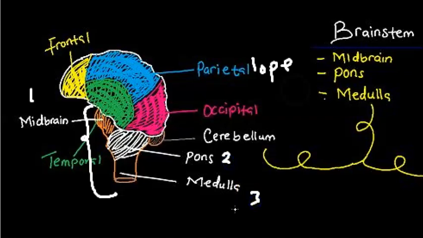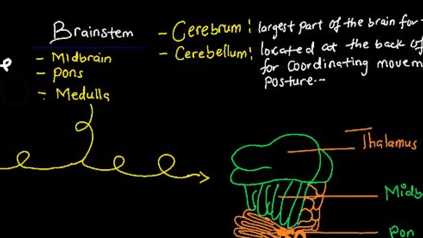1, 2, and 3. So, what do you understand by the word brain? When we say the brain is the control center of the body, it is responsible for processing information from the senses, controlling movement, thought, emotions, and regulating bodily function. And remember, the brainstem, we said it consists of the midbrain, pons, and medulla.